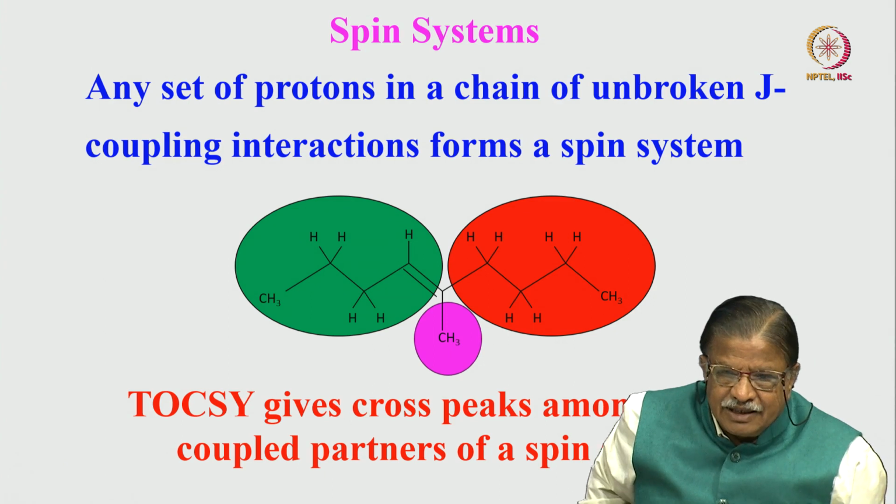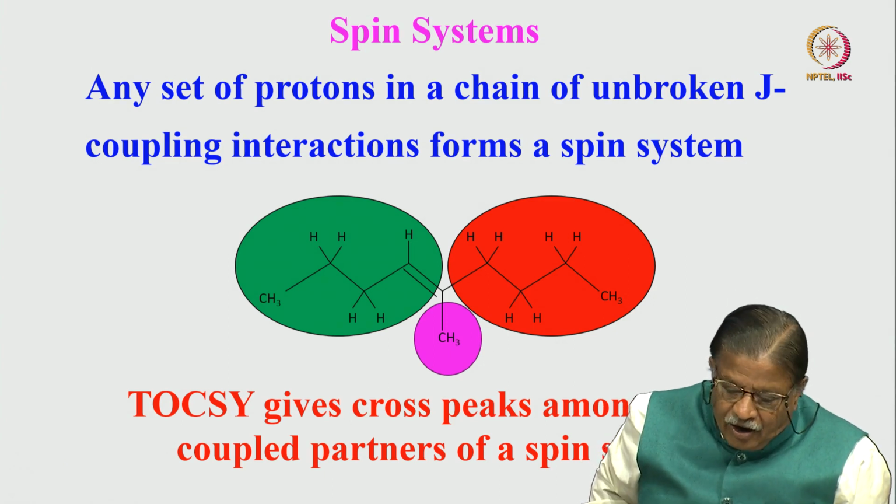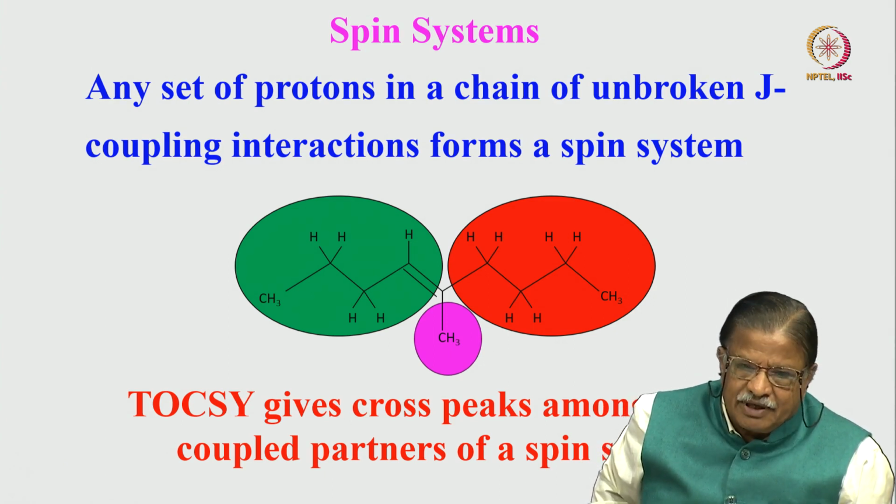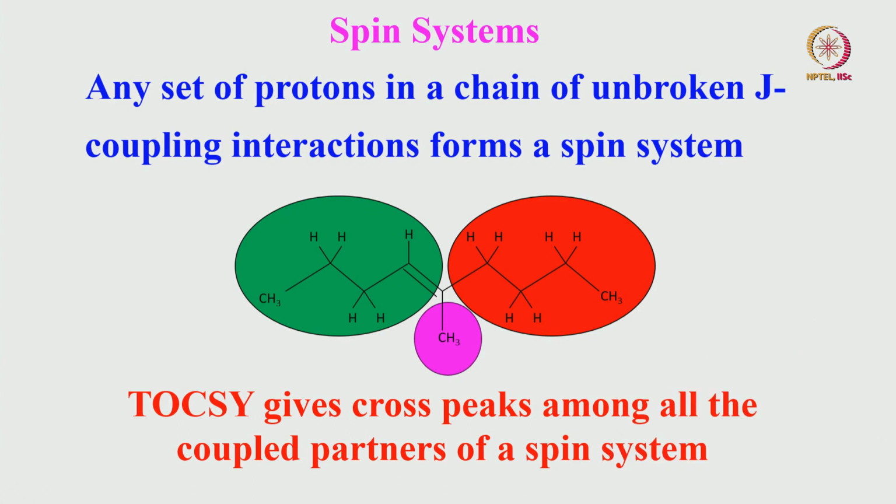TOCSY gives cross peaks among all the spins of a coupled partner in a given spin system. For example, when I do a TOCSY experiment, I can get at a time cross peaks from this to this, this to this, this to this. Everything will be observed in one experiment.